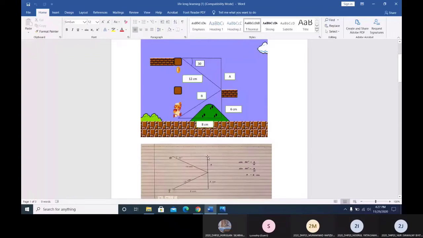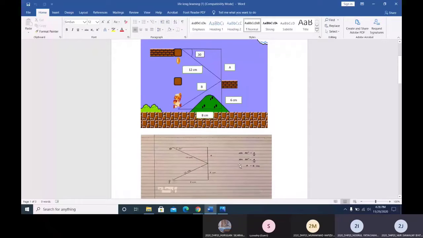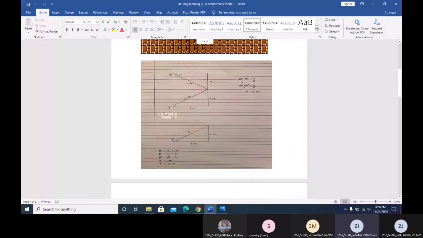Second, we need to solve for A in this triangle. We can see that the angle is already given, which is 30. A is for opposite and the hypotenuse is 12. Based on the information given, we can solve this triangle problem. We have to use the sine formula, which is sine 30 degrees is equal to A divided by 12. And the answer for A is 6 centimeter.